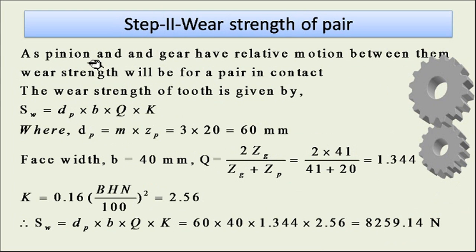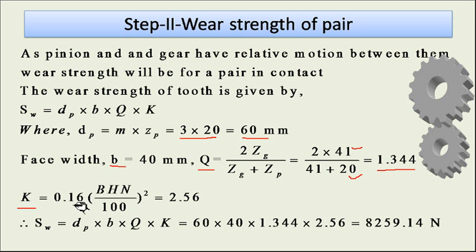We know that the pinion and gear have relative motion between them, so wear strength will be for a pair in contact, and therefore the wear strength equation for the gear tooth is given by SW is equal to dP into B into Q into K, where dP is the pitch circle diameter for the pinion, so 3 into 20, it will be 60 mm. Face width B is 40 mm given. Q is the ratio factor, so 2 into Zg upon Zg plus Zp. If I put the value of number of teeth on gear and pinion in this, I will get this value as 1.344.